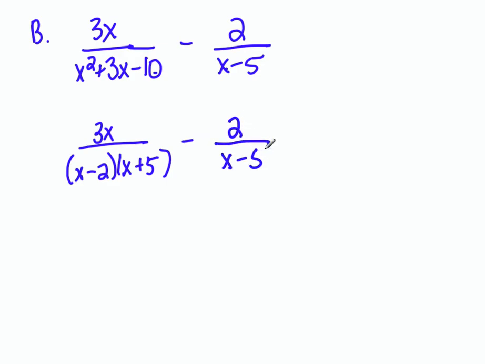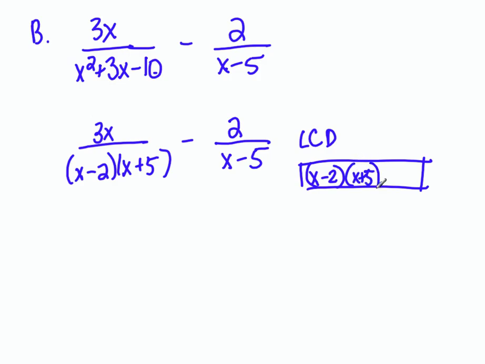So now as you're looking at it, what would your LCD be? Your LCD would be x minus 2, x plus 5, and x minus 5, because I have to have one of these, one of these, and one of these.